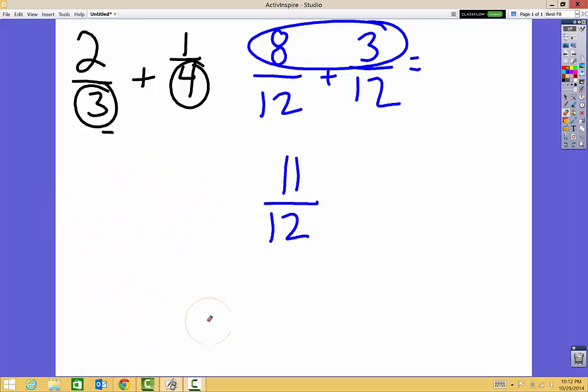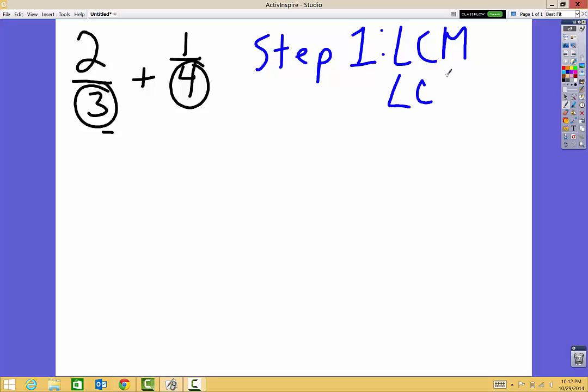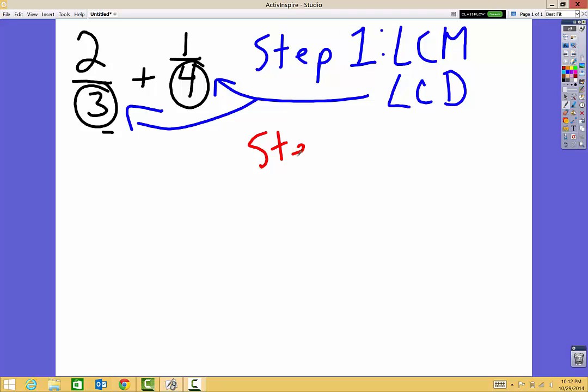So my steps, just to remind myself: if they are unlike denominators, my first step is to find that least common multiple. So step number 1 is find the LCM, least common multiple, or least common denominator, since I'm looking at those denominators. Step number 2 is write equivalent fractions. So using that common multiple, what is it that I can do so that they have that same denominator?